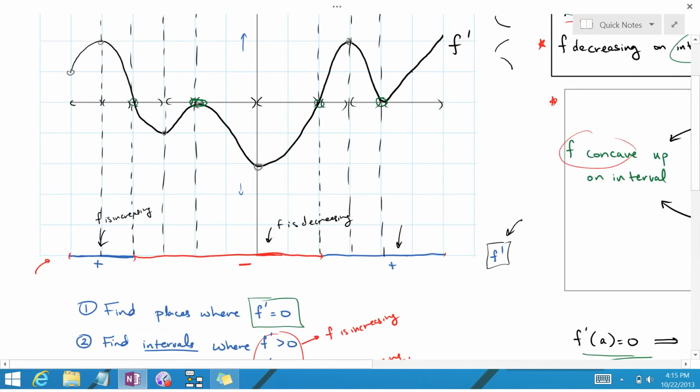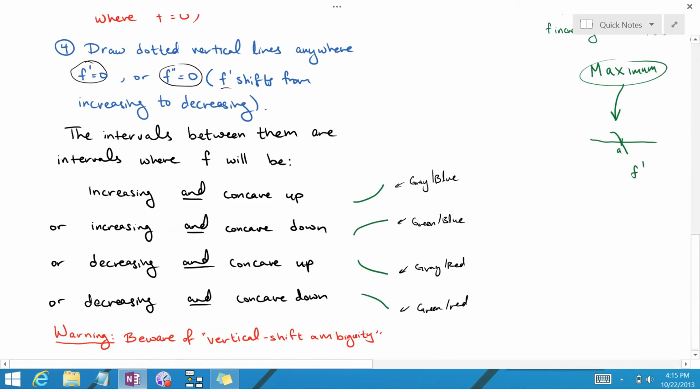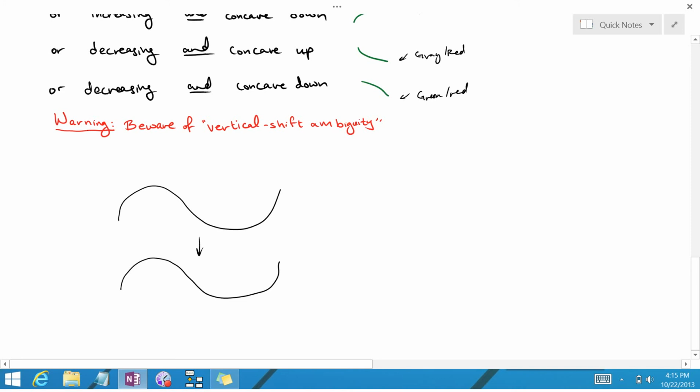Now we finally have all the pieces in place. We're going to finally draw what the graph of f should look like. But I want to be clear about something. If I draw for you 2 graphs of f, something like this and something like this, in other words, I just vertically shifted one down, you'll notice that at any given x value, they have exactly the same slope of a tangent line at every point. What we're noticing is a kind of vertical shift ambiguity that exists when you're graphing f.